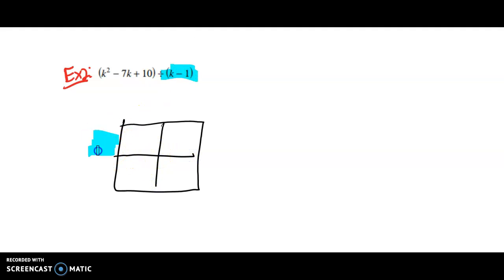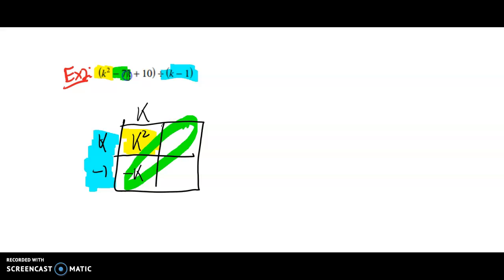The k minus 1 always goes on the outside, and your first term, whatever it is, always goes on the inside. So we ask ourselves, k times what is k squared? That's k. k times negative 1 is negative k. So we need these two diagonals to add up to negative 7k. So negative k plus what is negative 7k? That's going to be negative 6k. k times what is negative 6k? That's minus 6. And in the bottom, I get a plus 6.